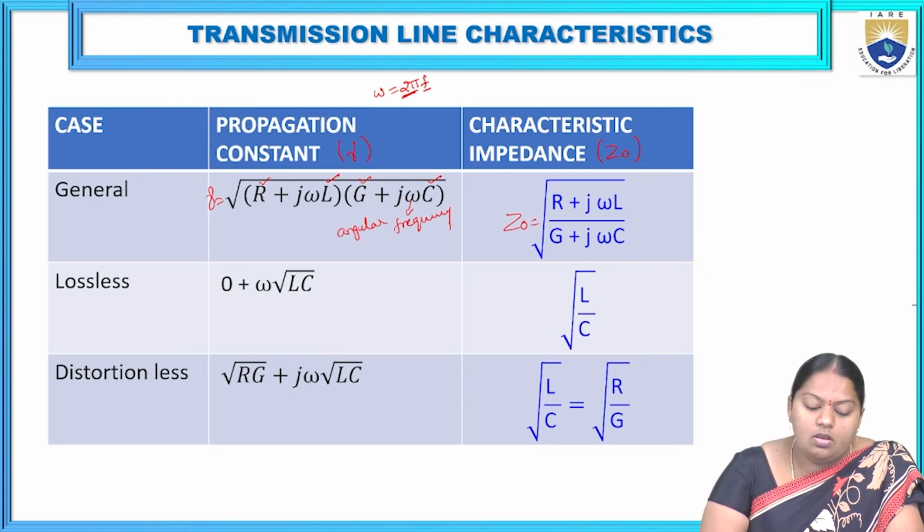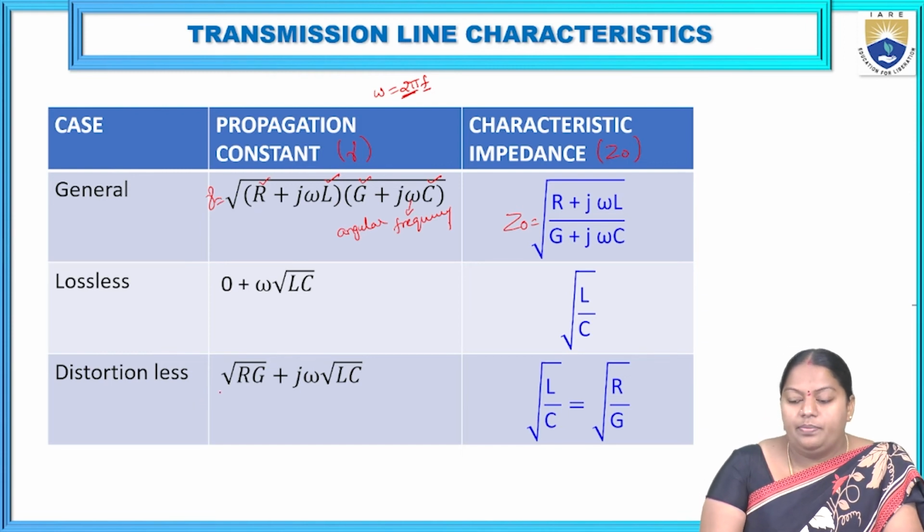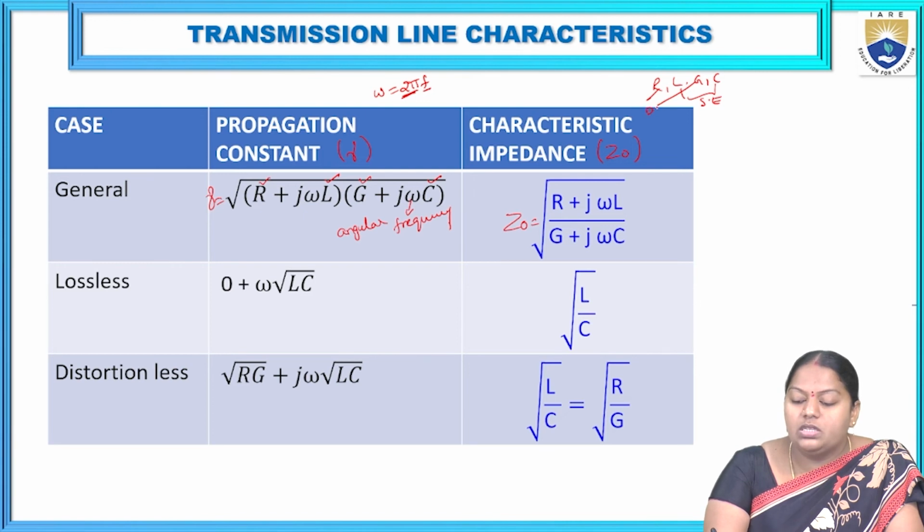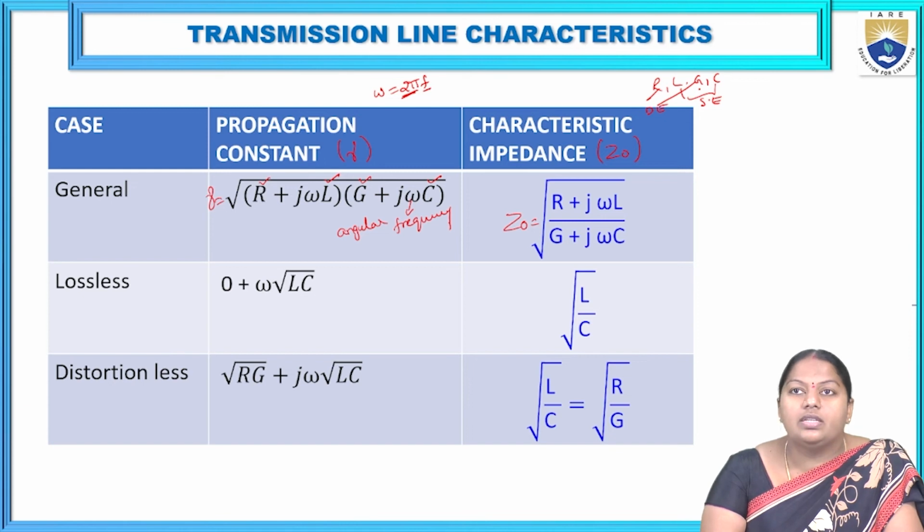Now in this case, the lossless condition. The lossless condition means, out of all the primary constants R, L, G, C, where L and C are said to be storing elements, whereas resistance R and conductance G are said to be dissipating elements, right? So power dissipation is considered according to resistance R and conductance G. Hence, we must equate R equal to 0 and G equal to 0 in that particular case.